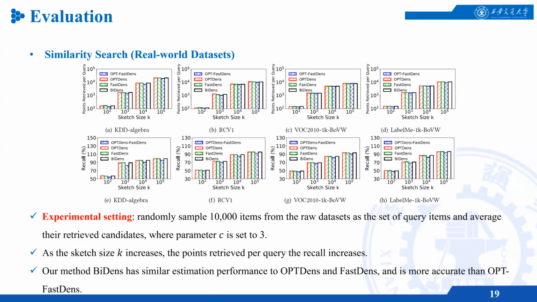For the similarity search task, we randomly sample 10,000 items from each raw dataset as a set of query items, and average their retrieved candidates as well as recalls, where we set the parameter C as 3. As the sketch size increases, the points retrieved per query and the recall increase. Also, our method has similar estimation performance to OPT dense and fast dense, and is more accurate than OPT fast dense.